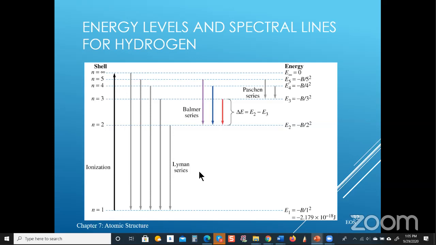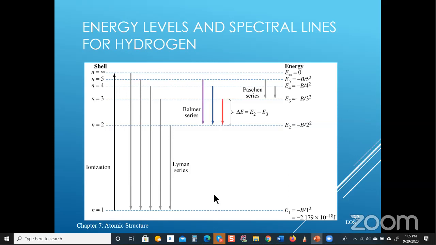Now, the transitions going from n equal 5 to n equal 2, n equal 4 to n equal 2, and n equal 3 to n equal 2 are visible, right? So the red line will be seen, the blue line will be seen, and I think this is the purple or indigo line that would be observed as well. And then we have these here, which will not be observed because they are outside of the visible part of the spectrum. So they exist, they can be detected, but not by our own eyes.